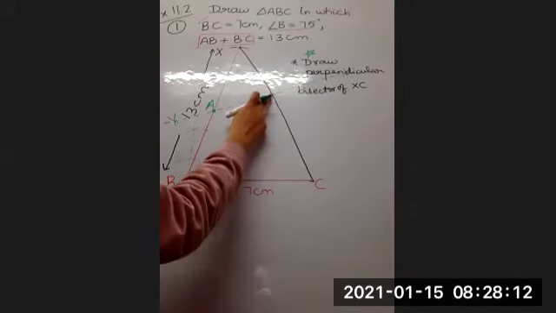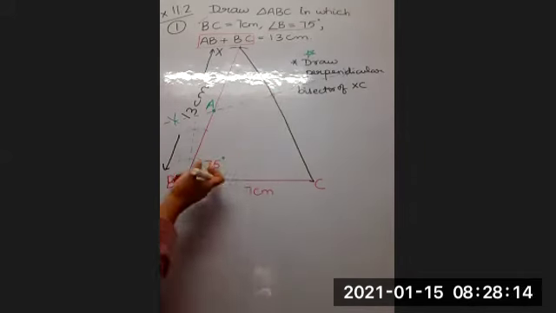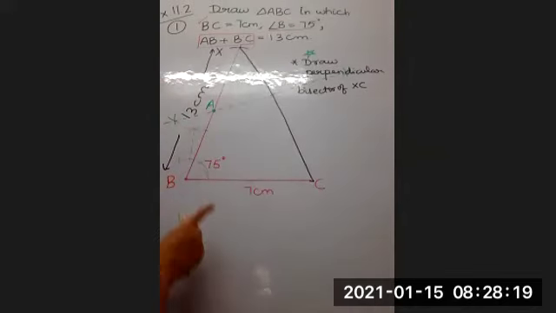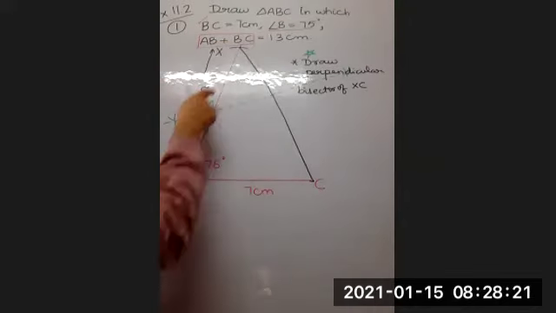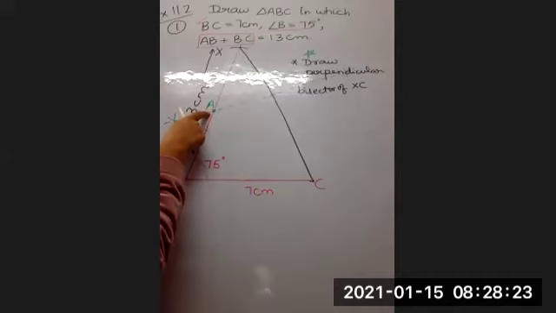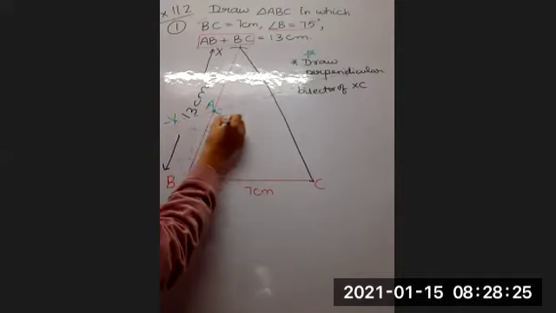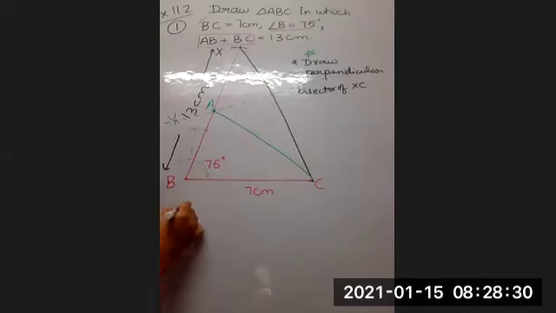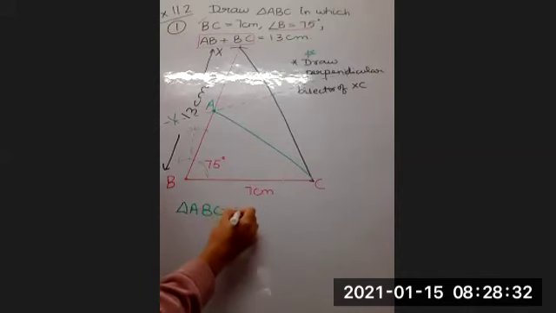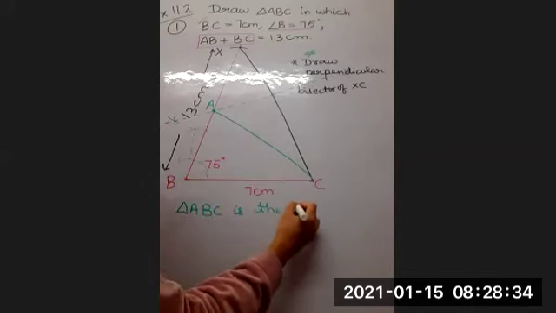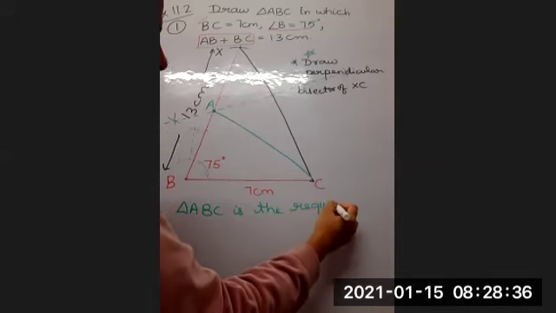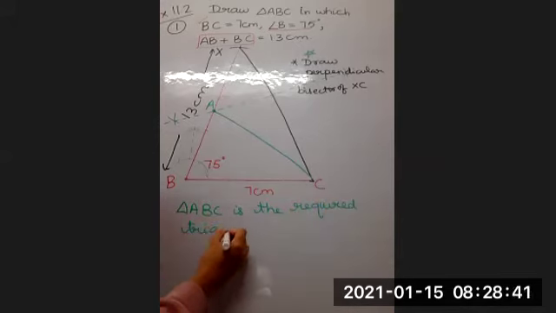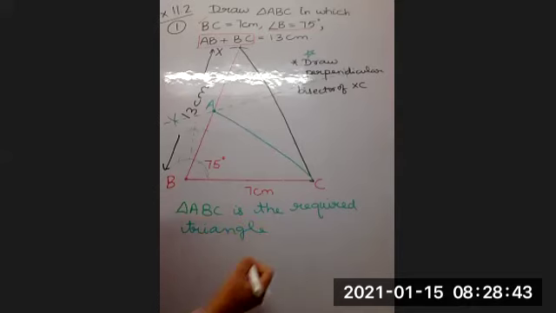No, if you mark this as A, where is your 75 degree? You have to include 75 degree in your construction, and 75 degree is on BX. So wherever this meets BX, mark it A, join AC. Now this triangle ABC is your required triangle. Triangle ABC is the required triangle.